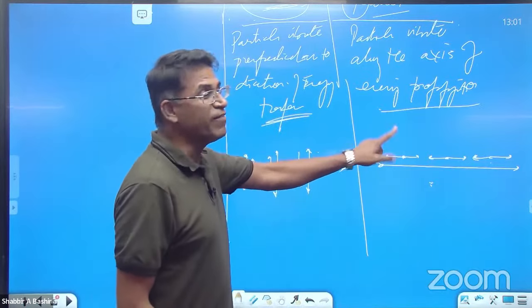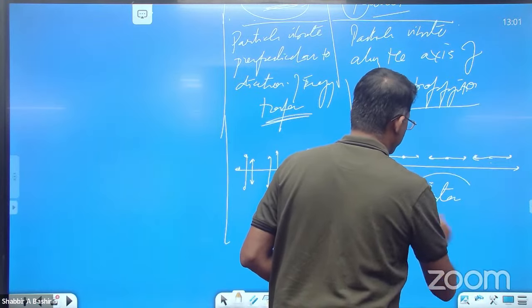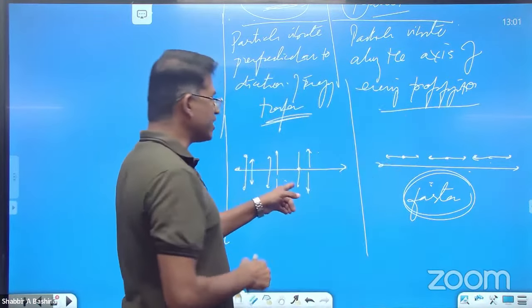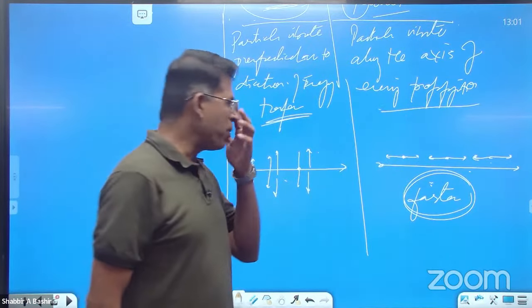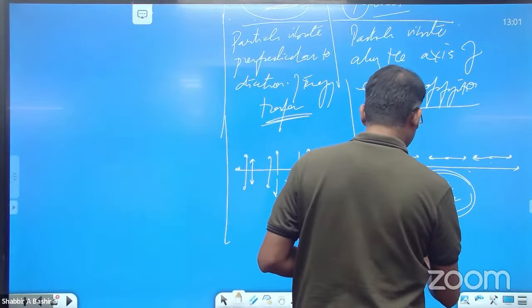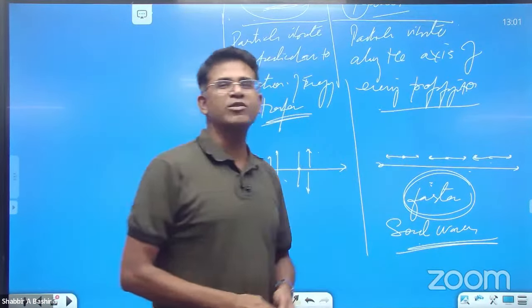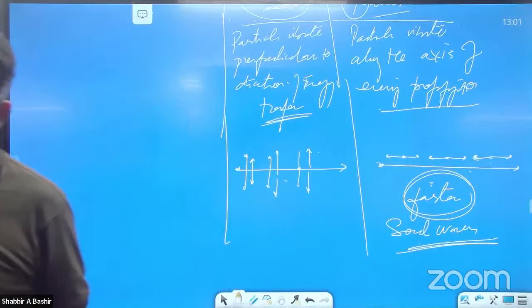Okay. P waves, these are in general faster than these waves. Example of this wave is sound waves. Sound waves are examples of longitudinal waves.